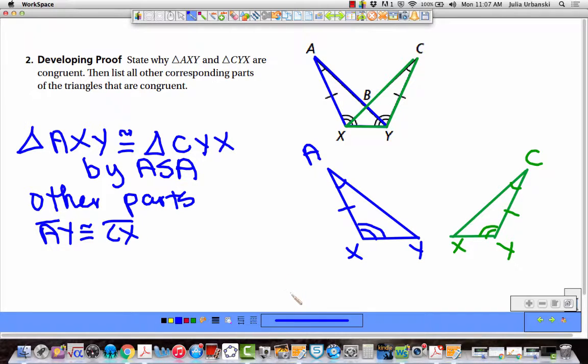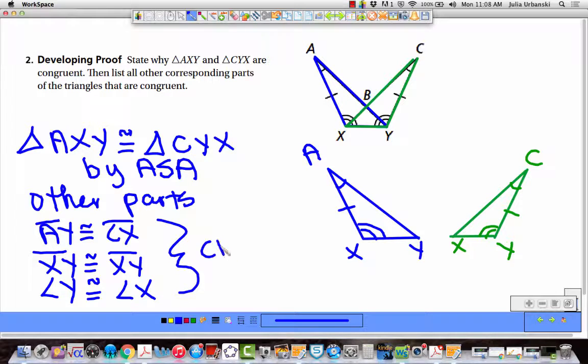What else is not marked yet for us, but now we know it because the triangles are congruent? XY is congruent to YX, right. And you could put it in either order. That's also reflexive, but it's also corresponding parts. Alright, there's an angle that hasn't been marked yet. Angle what? Alright, and those are because of CPCTC.